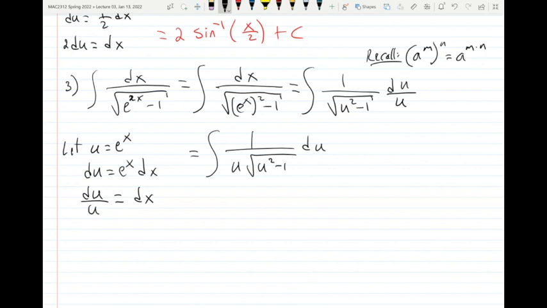Anyways, right now we don't even need to play with the expression anymore. Now we can immediately say that this is inverse secant of the absolute value of u. But notice that u is equal to e to the x. e to the x is already positive, it's always positive, so we don't really need the absolute value for this particular case. So we can just say this is inverse secant of e to the x.